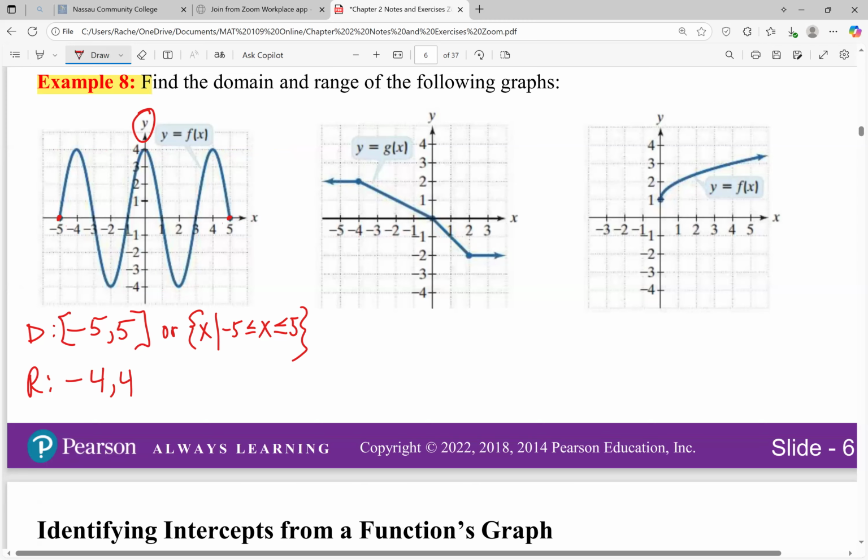So I'm going to put closed brackets around that interval. If I want to use set builder notation, I'm going to say all values of Y such that Y is between -4 and +4 inclusive.